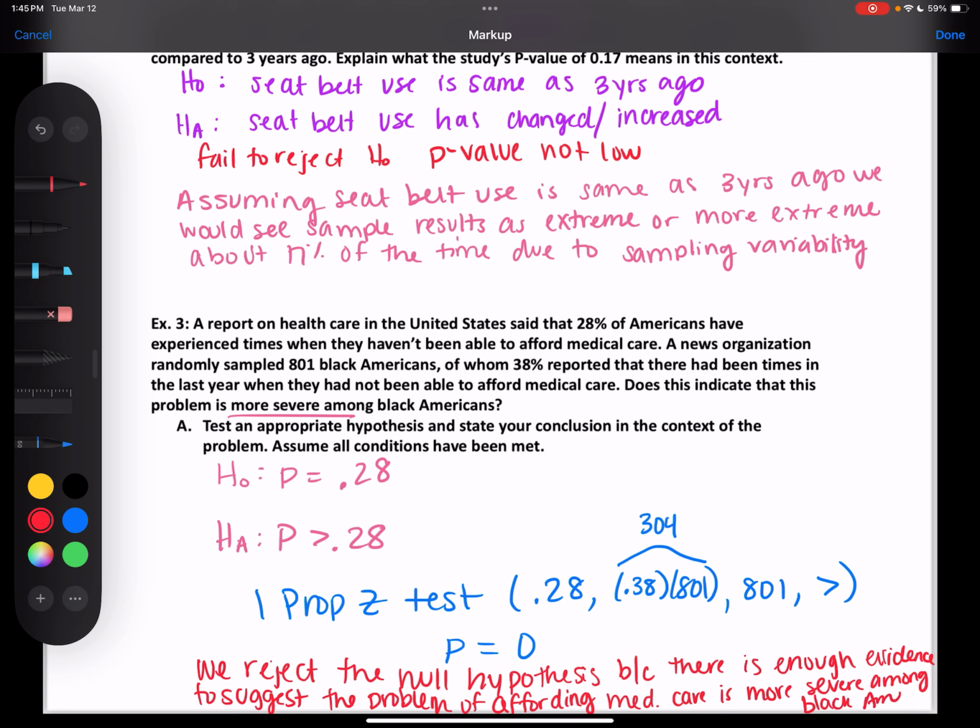But anyways, wait, why are we rejecting? Okay, so the null was... because it's a small p-value. P-value's low, so we reject. When it's high, we fail to reject. And this problem does continue on the next page. So same as we did in chapter 20. It all stays the same.